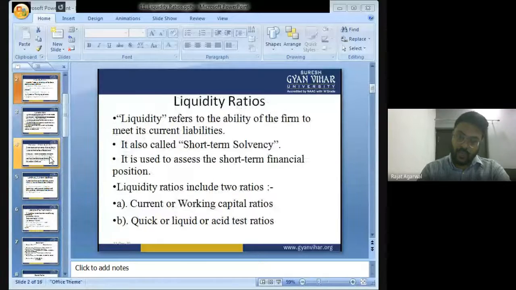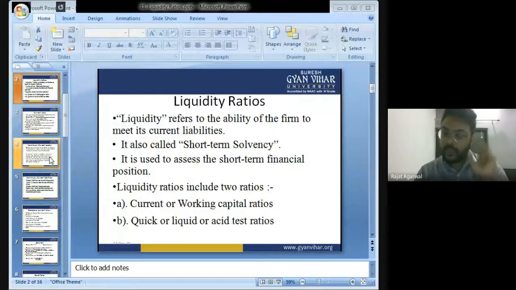So, in last class in cost and management accounting, we were discussing the topic that is liquidity ratio. In liquidity ratio, I have taught you about what is liquidity ratio. I have told you what is liquidity. Liquidity refers to the ability of the firm to meet its current liability.